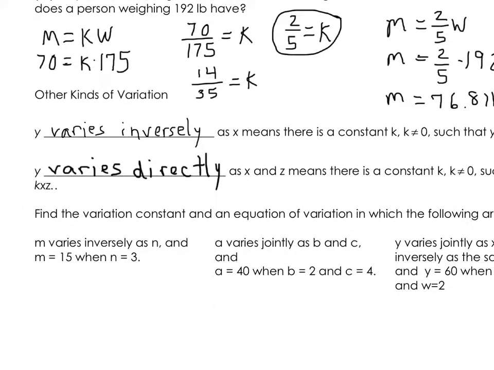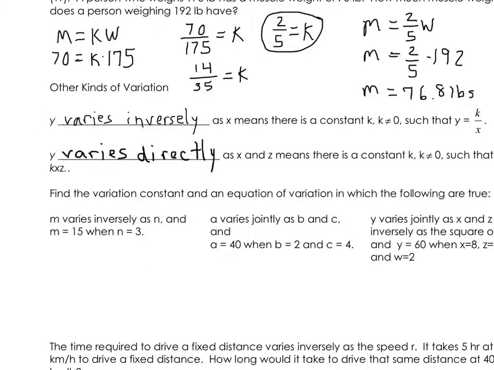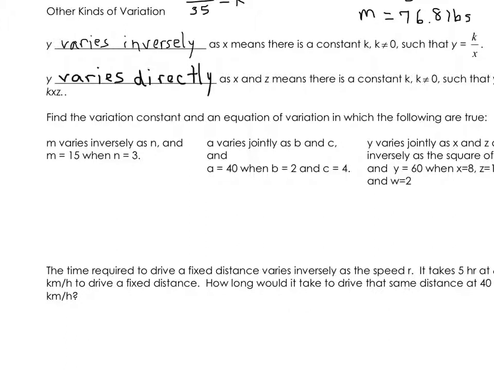So there are other kinds of variation. We can have y varying inversely as x. It means that there's a constant k, can't be 0, such that y equals k over x. Inverse variation is when y goes up, x goes down. X goes up, y goes down. So they go in different directions. An example of this might be that the more time you spend watching television, the less time you spend studying.